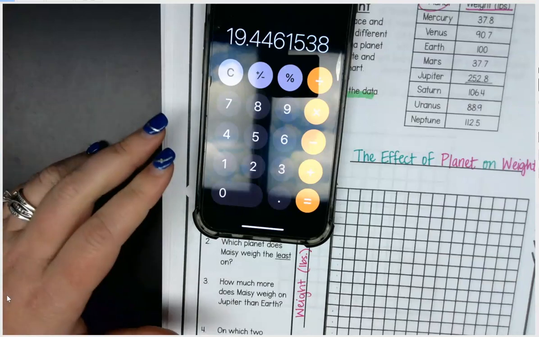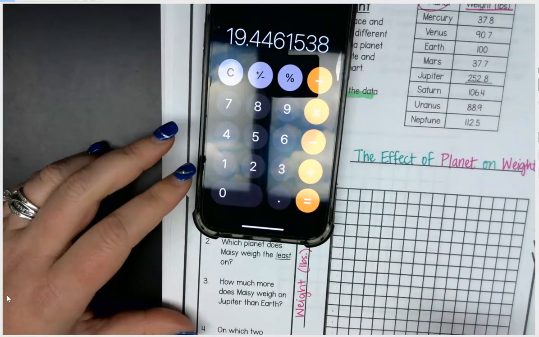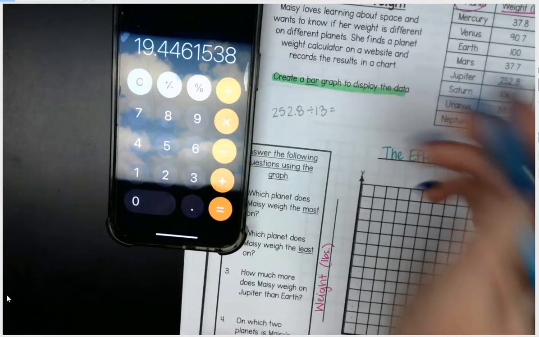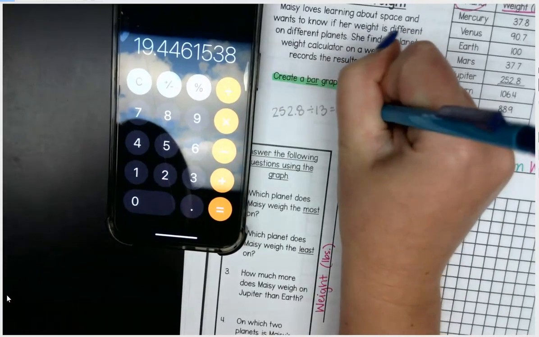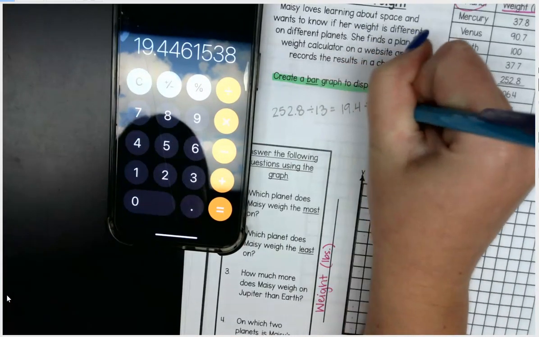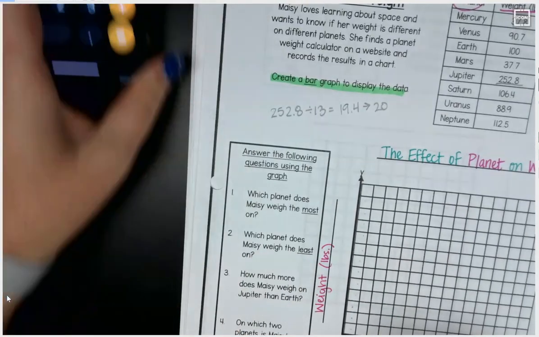Just like yesterday in class, we're going to round up so we are not doing weird intervals with decimals. So my 19.4 is going to round up to 20. So I'm doing intervals of 20.